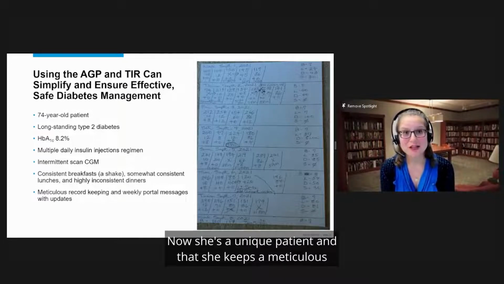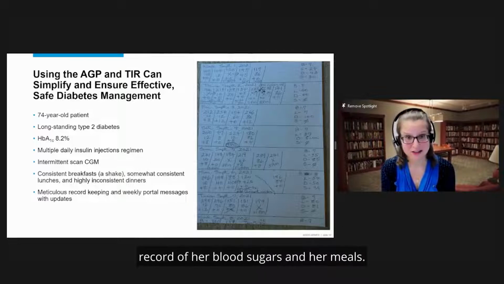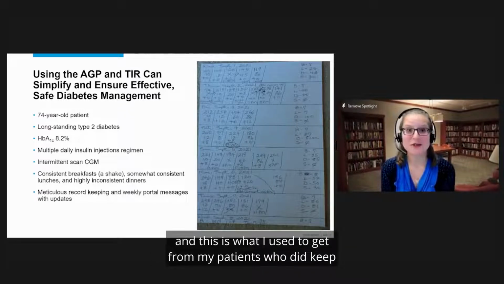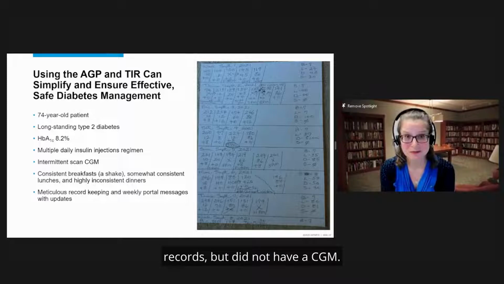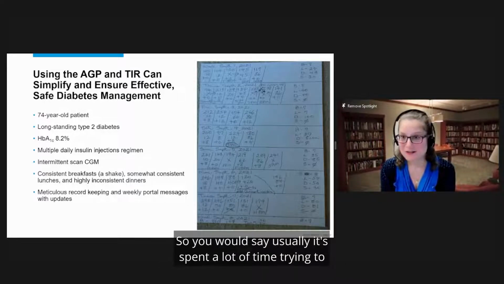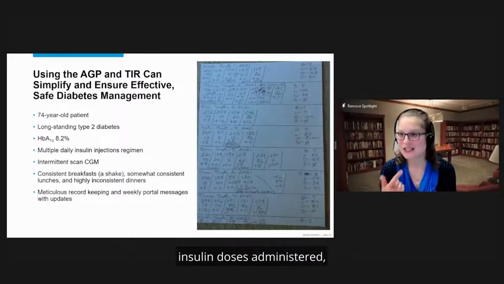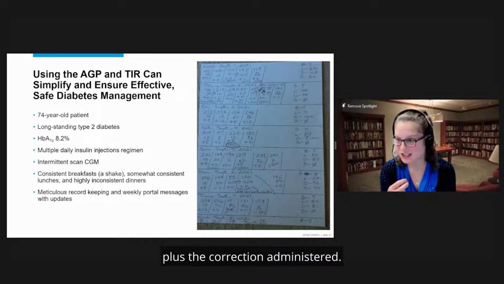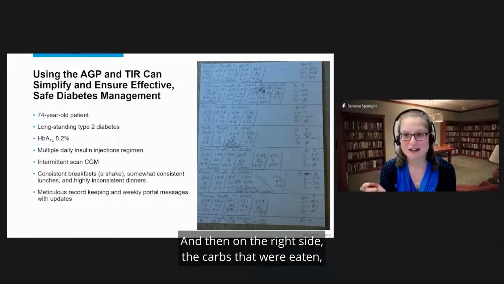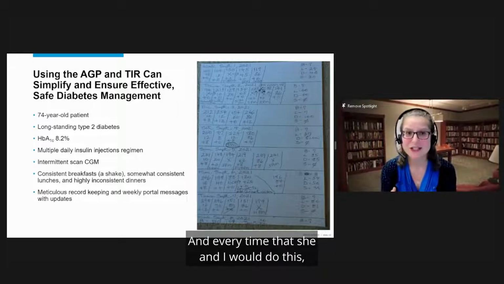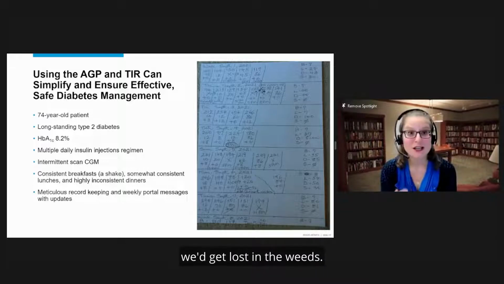Now, she's a unique patient in that she keeps a meticulous record of her blood sugars and her meals. And every week I get a report of this. And this is what I used to get from my patients who did keep records but did not have a CGM. So usually it's spent a lot of time trying to make sense of the blood sugars, insulin doses administered, plus the correction administered. And then on the right side, the carbs that were eaten, really trying to find patterns. And every time that she and I would do this, we'd get lost in the weeds.